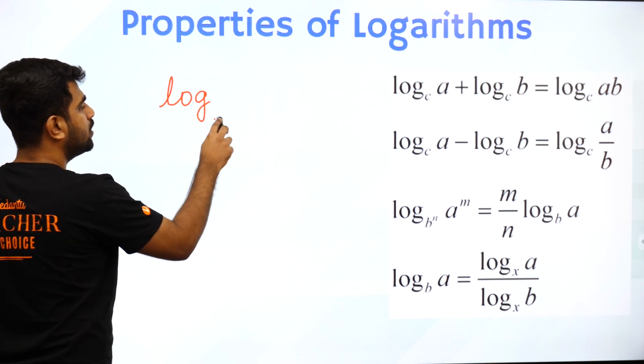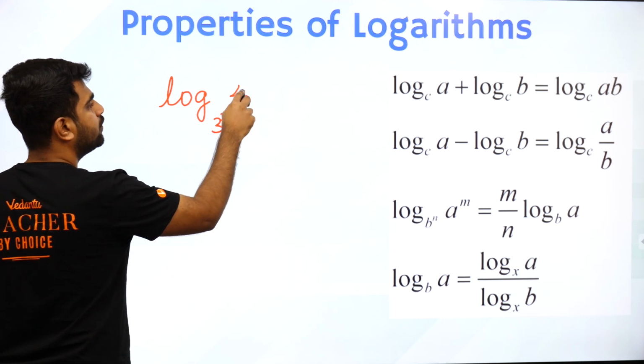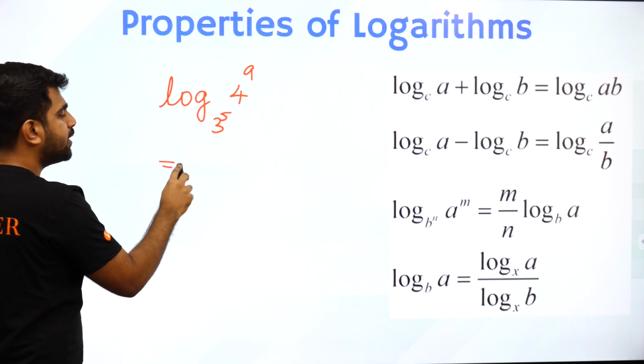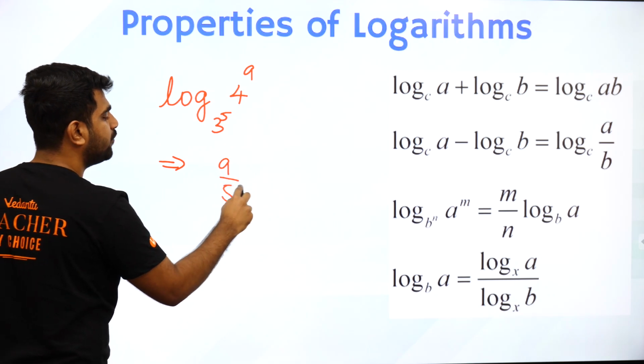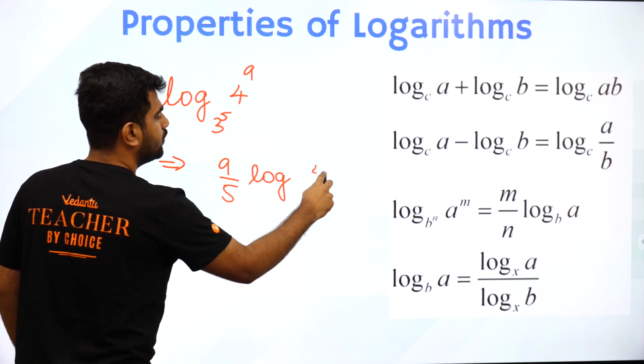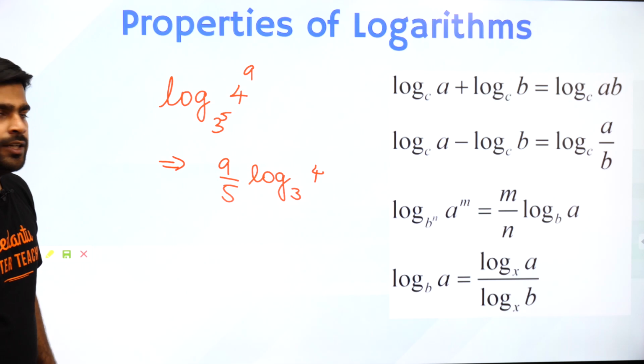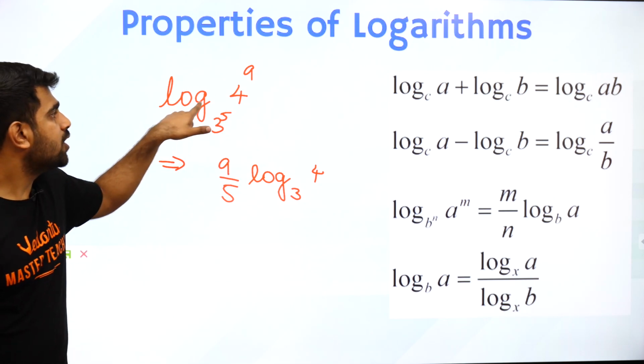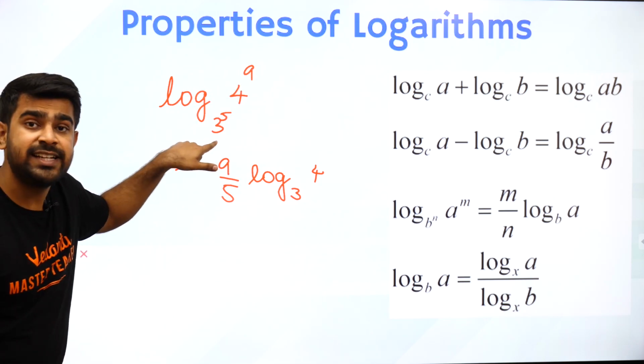Let's say you have log 3 to the power 5 and 4 to the power 9. So how will that be? That will be reduced to 9 by 5 log 4 base 3. That's it. So what did I do over here? Log of 4 to the power 9 base 3 to the power 5.